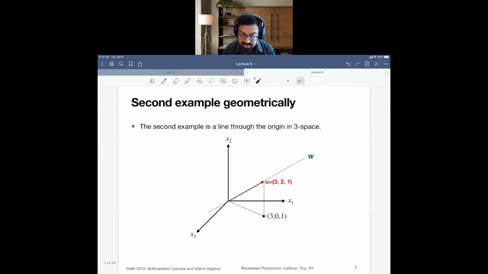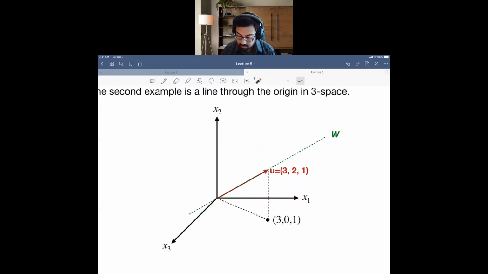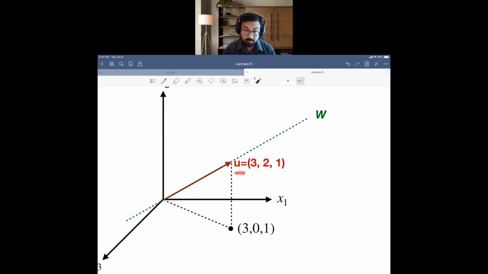Let us take a look at the second example geometrically. So if I assume that u is this particular vector here in 3 dimensions, u belongs to W. Why is that? Because the first element is 3 times the last one, and the second element is 2 times the last one. So u belongs to W. And where is that W? That W is going to be this particular line, right?